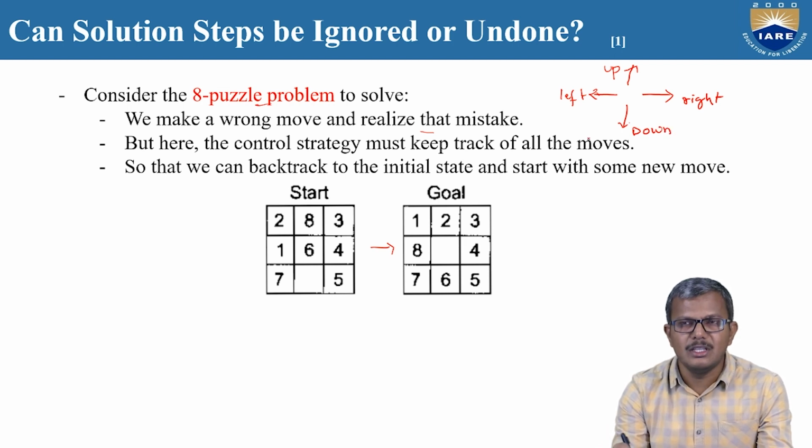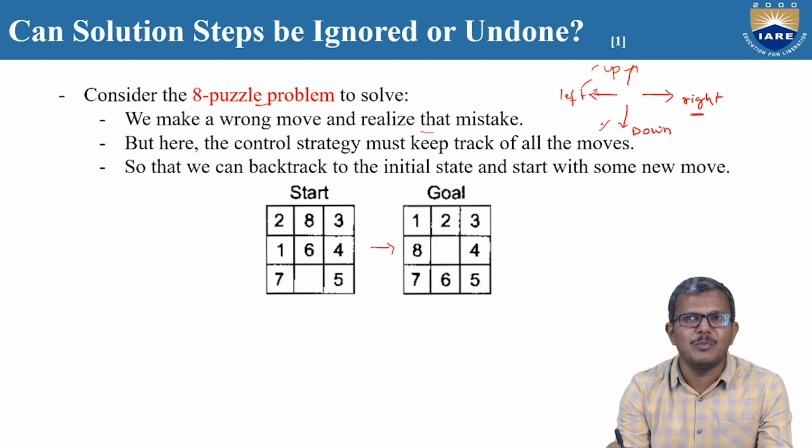Okay, so what happened? Think that in a particular state you have done this right move, but unfortunately you have observed that making this right move will not make us move towards the goal state. In that case, what happens? You are supposed to come back, and select either up, left, or down, based upon the applicability, which one is applicable.